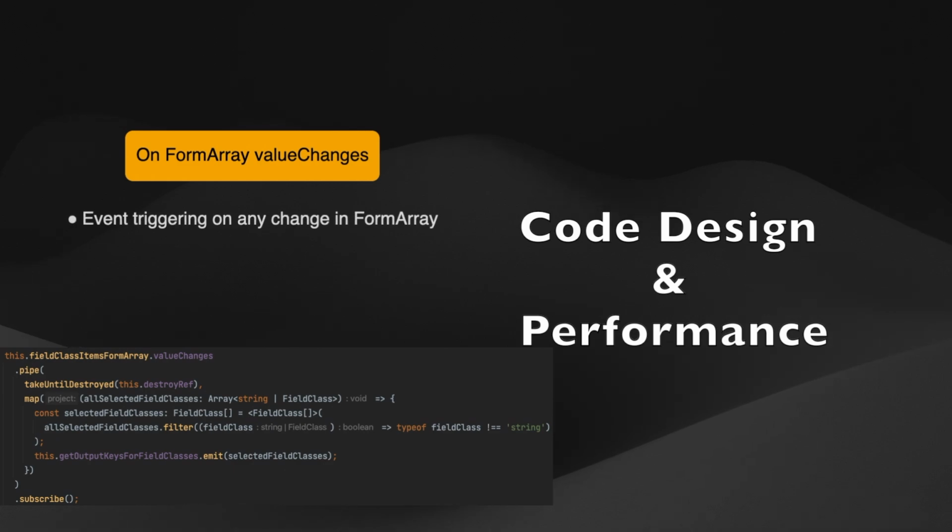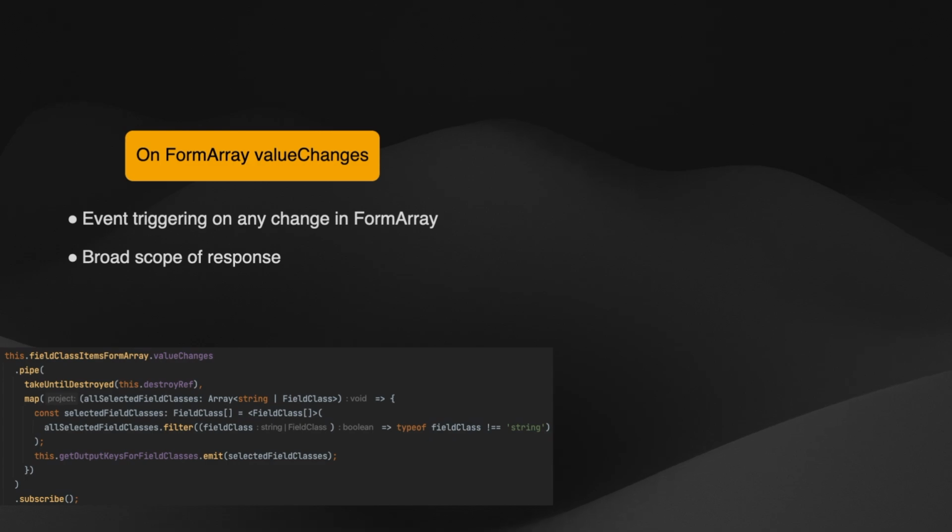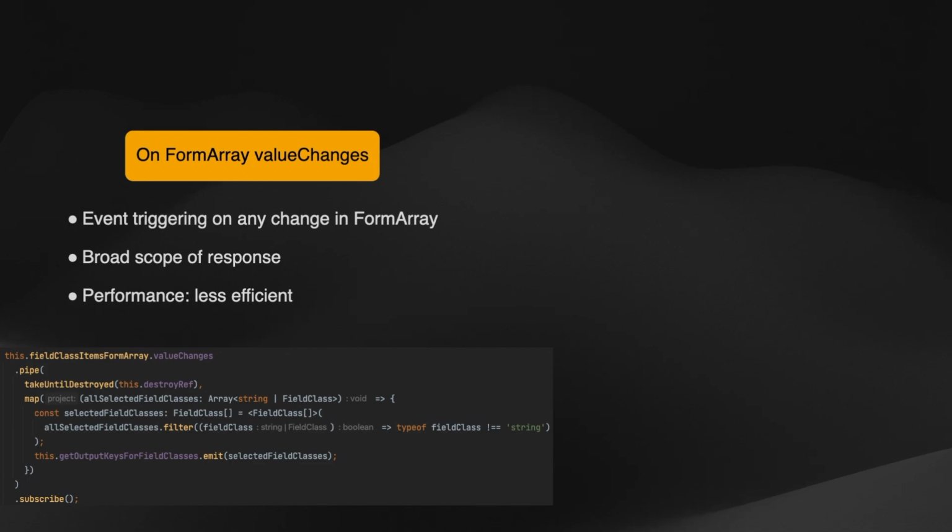With the original approach on value changes, the value changes event listener on the form array is triggered every time the value of any form control within the array changes, or even just when a new form control is added to the form array. This means it responds to any changes, not just the selection of an option in the autocomplete. The event listener doesn't differentiate between types of changes. It might react to irrelevant changes, which could lead to unnecessary executions of the logic inside. This is quite not efficient, especially if there are other types of changes happening in the form array that do not require fetching data.